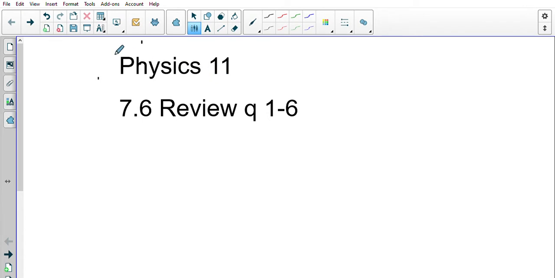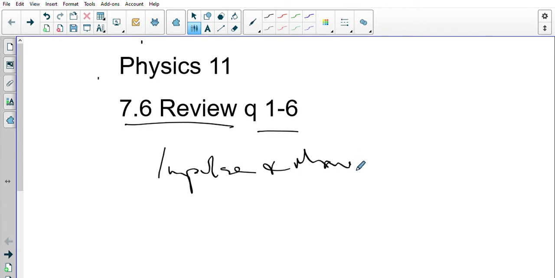All right, we're taking a look at the 7.6 review, questions 1 to 6. This is impulse and momentum. Not that you could read my writing, because that's just the day it is.